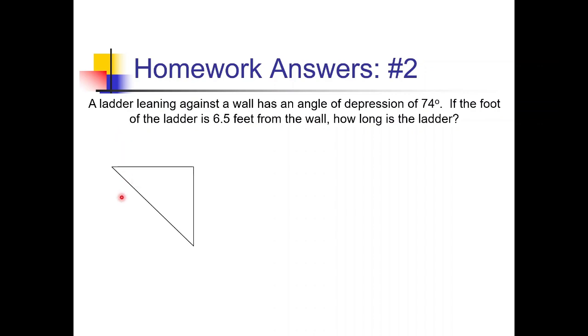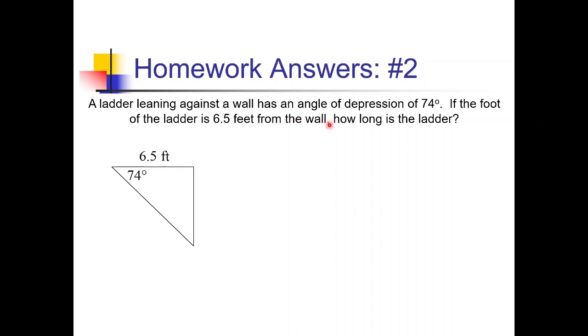You have to visualize. Here's my ladder, that's this hypotenuse here, but the wall is actually over here to the left. So the angle of depression they're looking for is this angle in here. It's always between the horizontal and the hypotenuse. So we have an angle of depression of 74, that's this angle. The foot of the ladder is 6.5 feet from the wall, so that would be this distance right here. Here's the foot of the ladder, here's the wall, but it corresponds with this horizontal distance up here. So this is where I'm putting my 6.5 feet.